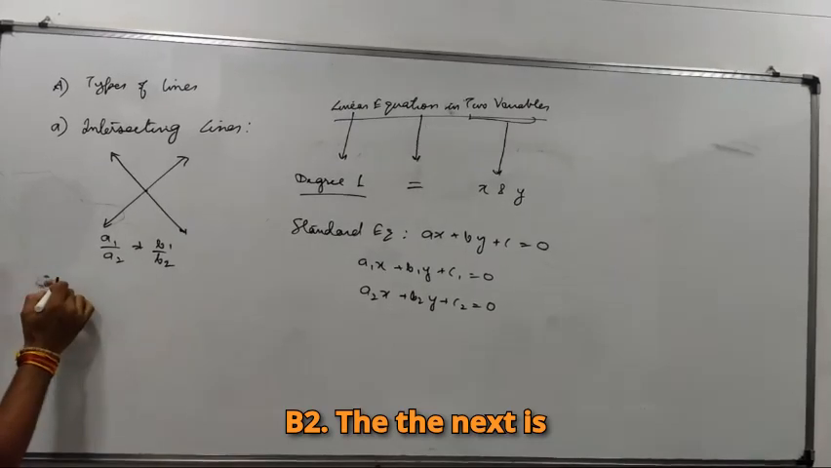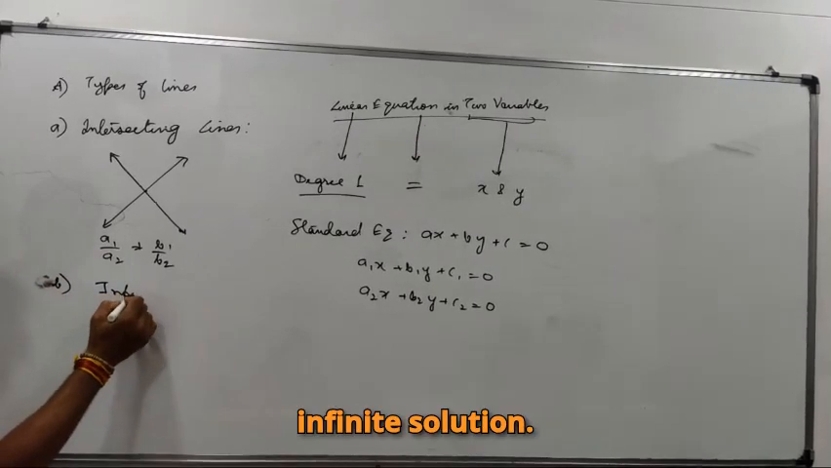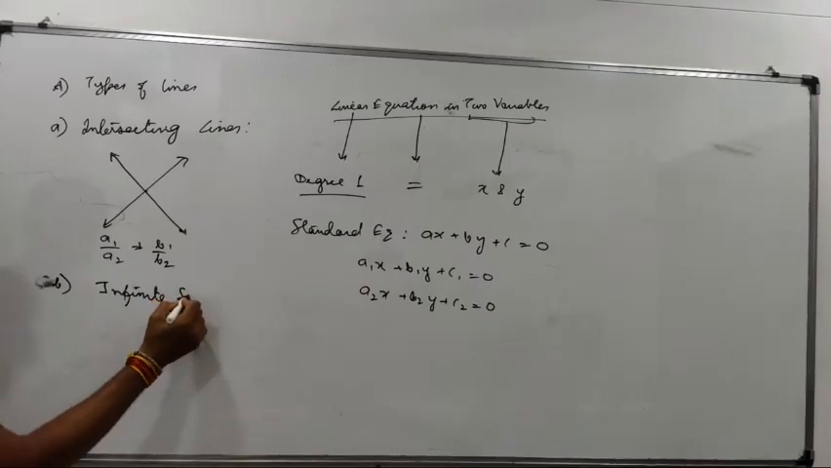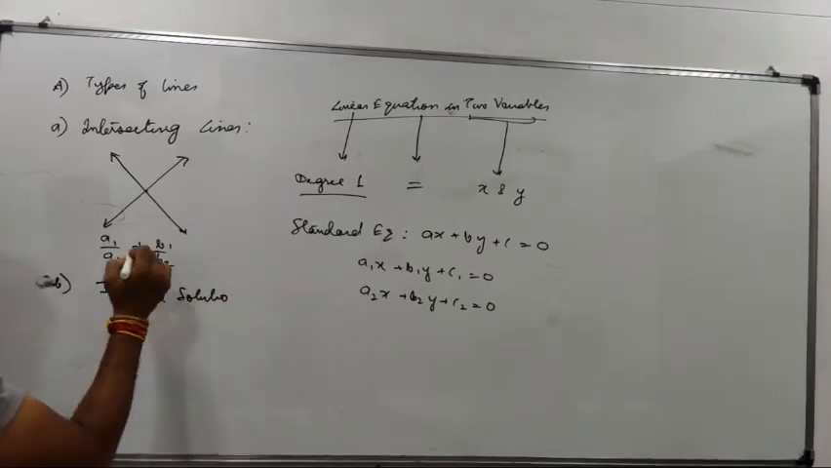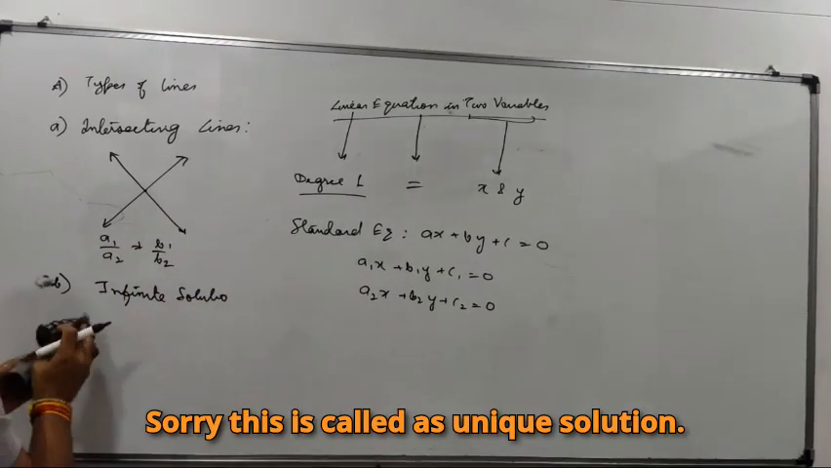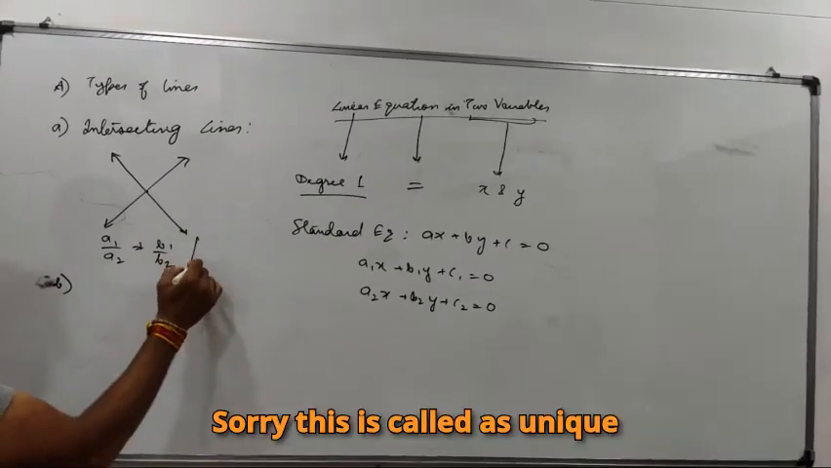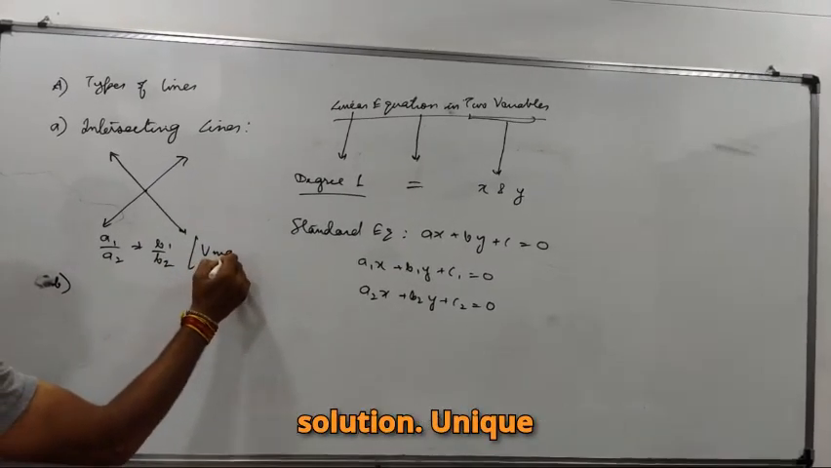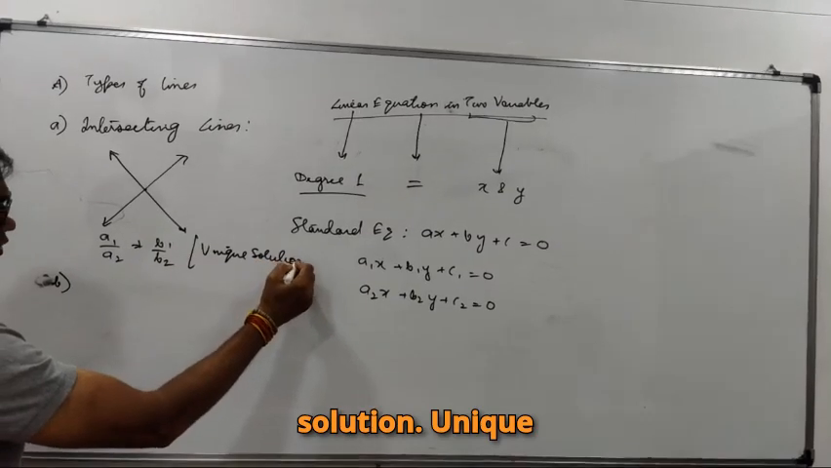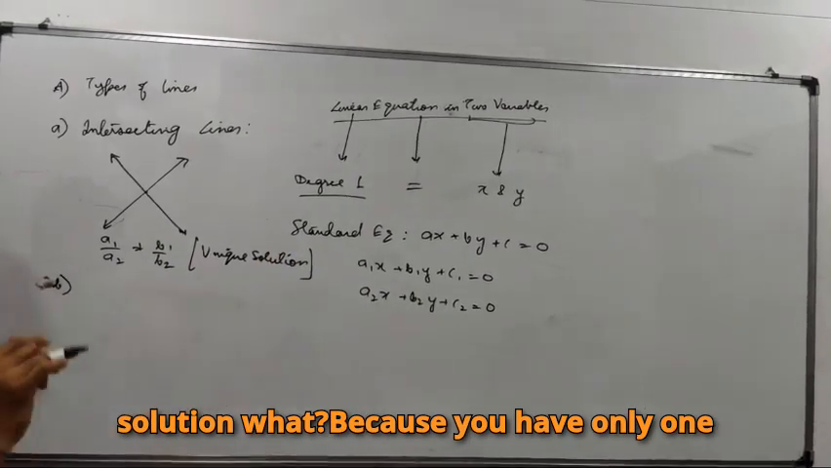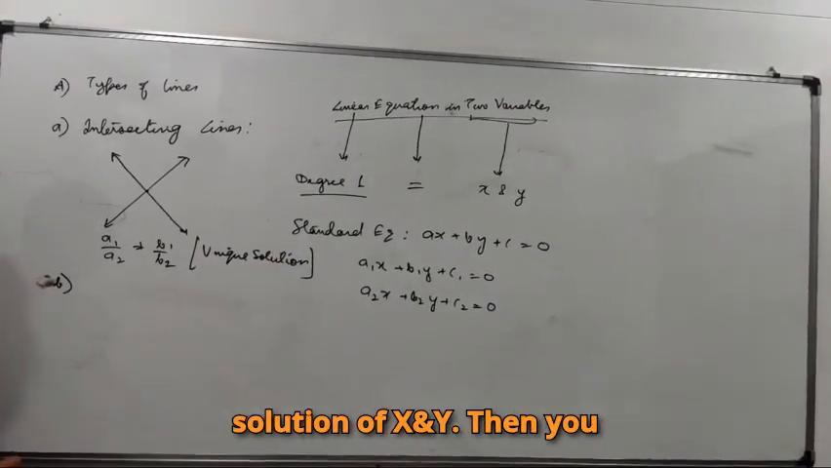The next is infinite solution. Sorry, this is called a unique solution. Unique solution, why? Because you have only one solution of x and y.